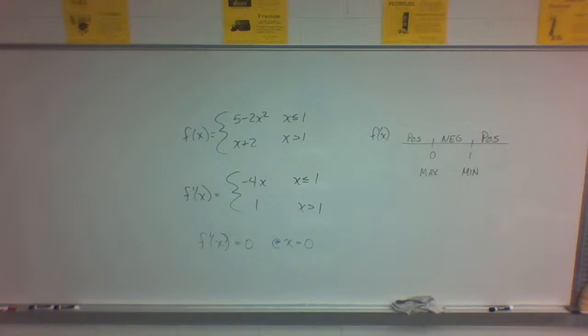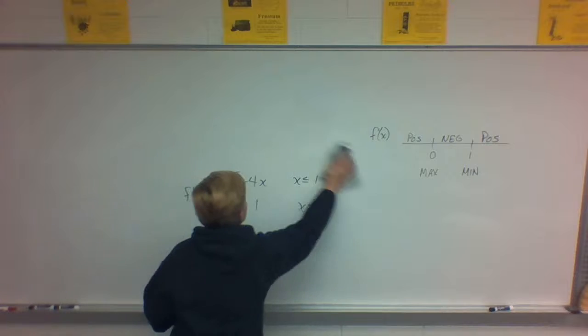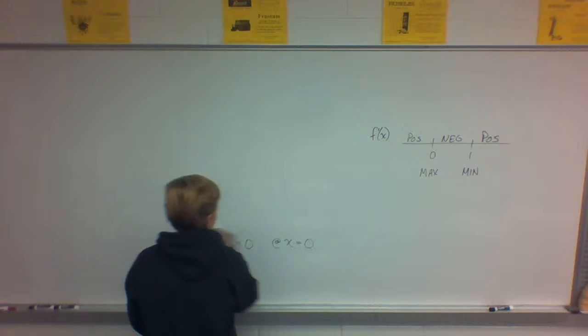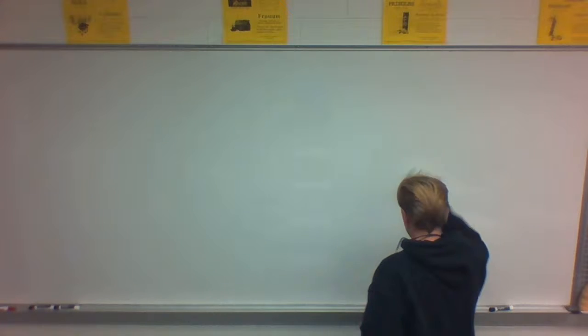Wow, look at example 6. It says find the extreme values of the natural log of the absolute value of x over 1 plus x squared. All right, so we've got quite the function here that we're going to have to deal with. It is the natural log of x over 1 plus x squared.